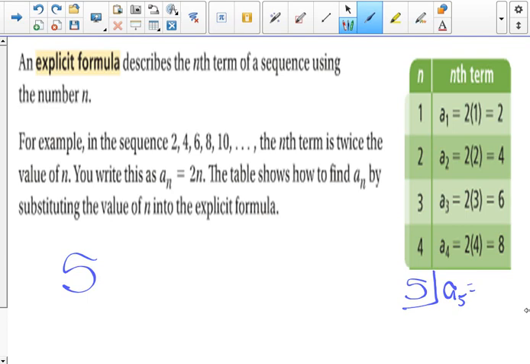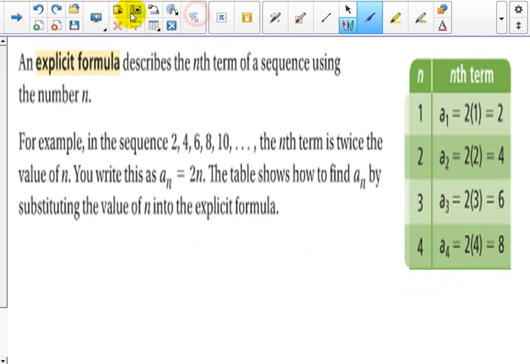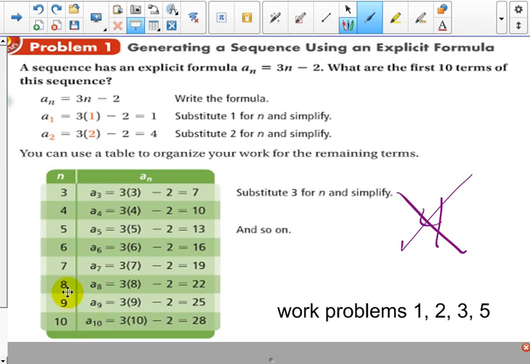So a sub 5, everybody got it right. For the fifth element, a sub 5 is equal to 2 times 5, which is equal to 10. This is called an explicit formula because we're using n to describe the term of our sequence using the number n. Any questions on that one? I think everybody got it, so good job.